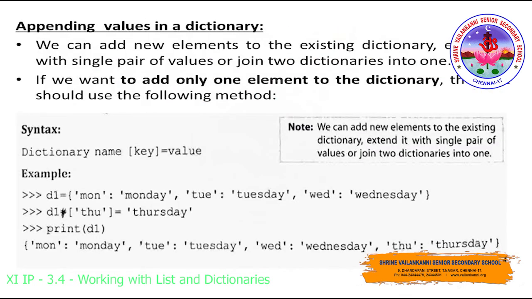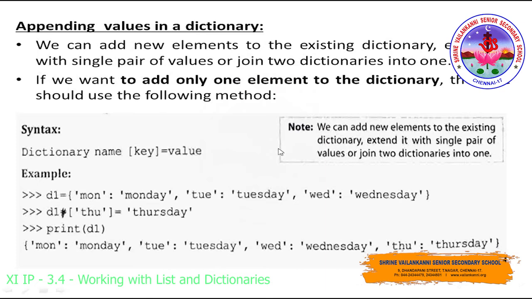Now let us see how to append values in a dictionary. Appending, you know very well, means adding values in a dictionary, right? When you add values, the value always gets added only at the end of the dictionary. You cannot add anywhere in between. Also, you can add only one element at a time. You cannot add 2 to 3 data items at a stretch. You can add only one element to the dictionary at a time, and that too at the end of the dictionary.